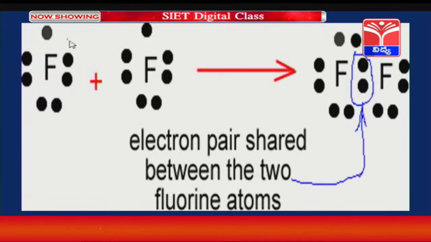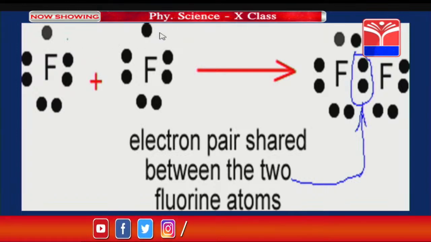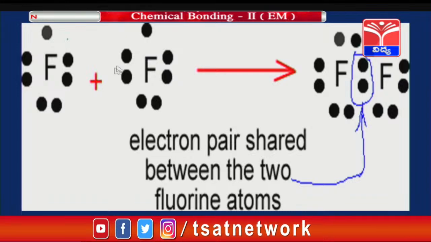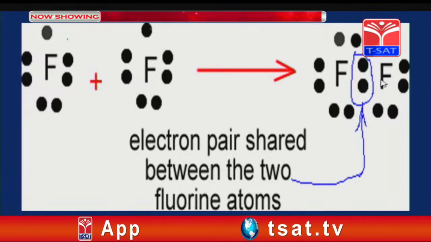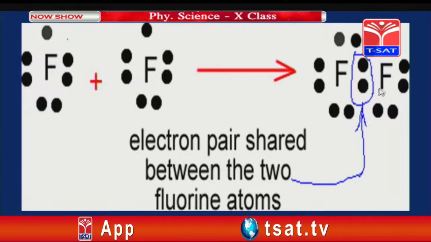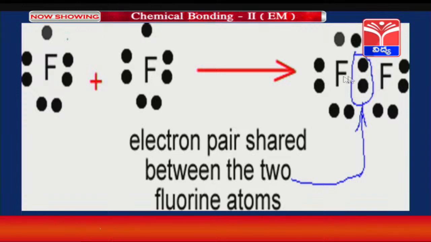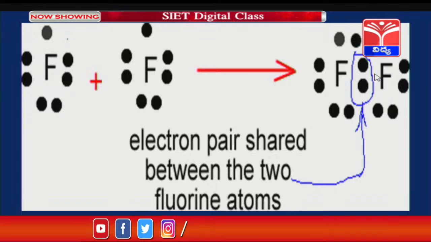It requires 1 more electron. So, it will share 1 electron with the same atom of the element, that is another fluorine atom. So, they come closer and then they share a pair of electrons between the two fluorine atoms. 1 electron each they are contributing.